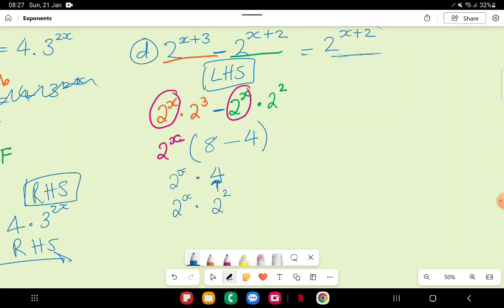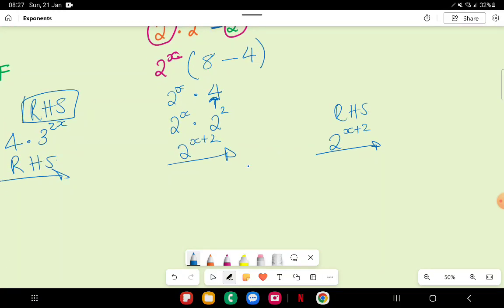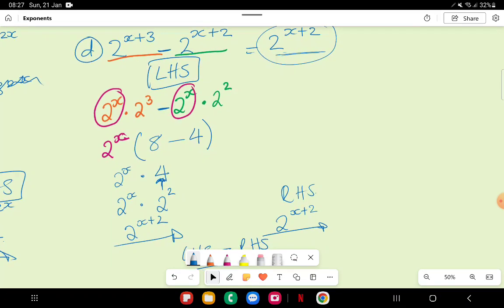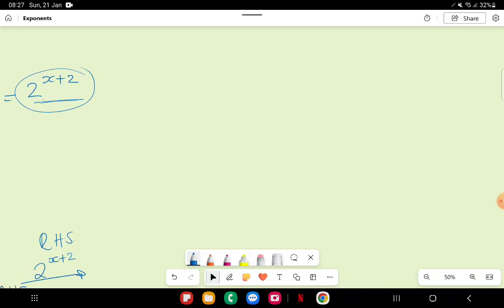And now I'm going to write it as one exponent. That becomes 2 to the power of x plus 2 on my left hand side. On my right hand side, I have 2 to the power of x plus 2. So what can I say? I can say left hand side is equal to right hand side. The end. Let's do F.